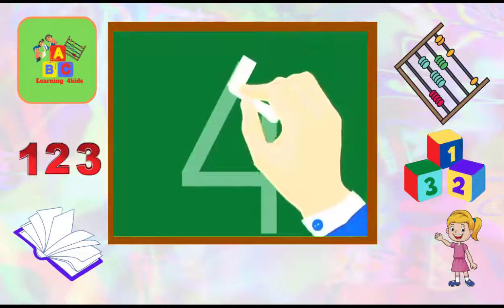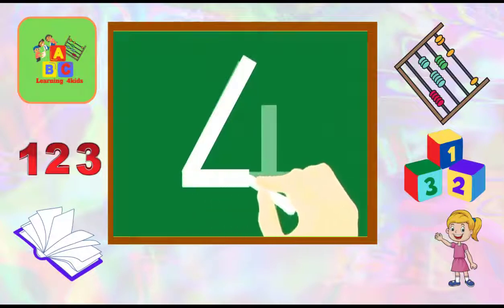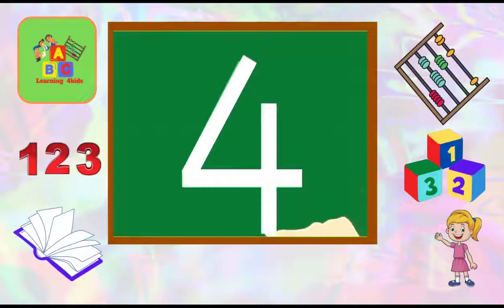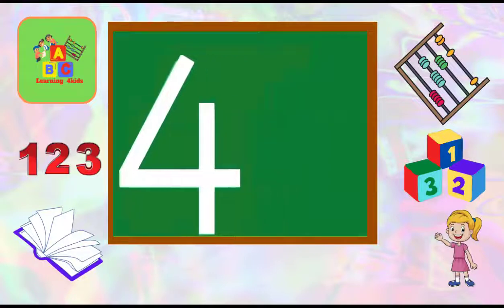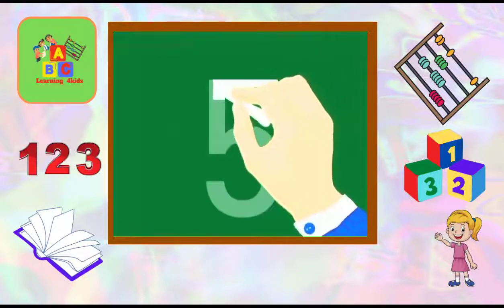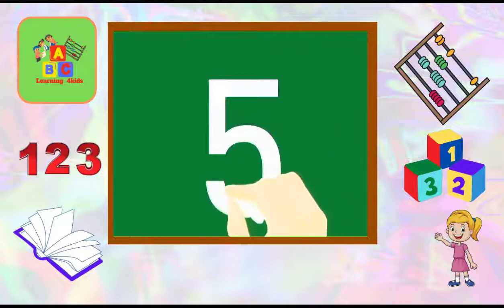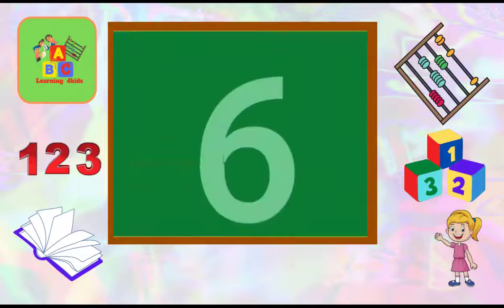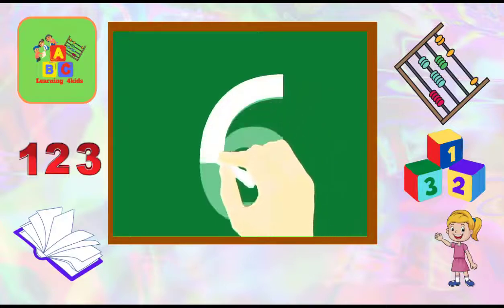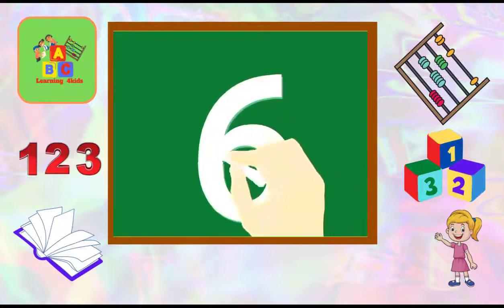Number 4. A slanting line, sleeping line and a standing line makes our number 4. Number 5. A sleeping line, a standing line and a curve to the bottom makes our number 5. Number 6. A curve and a circle makes my number 6.